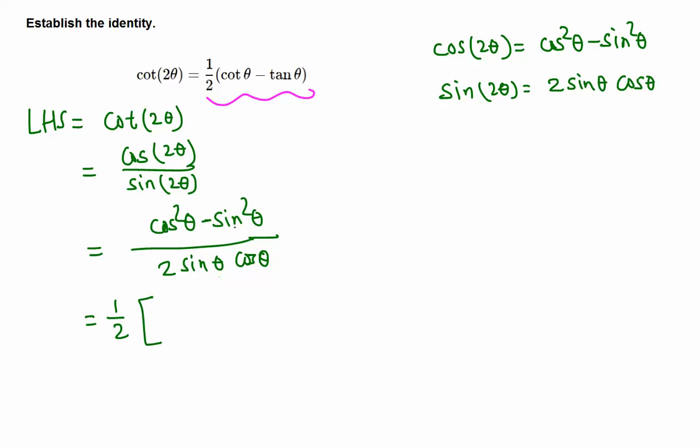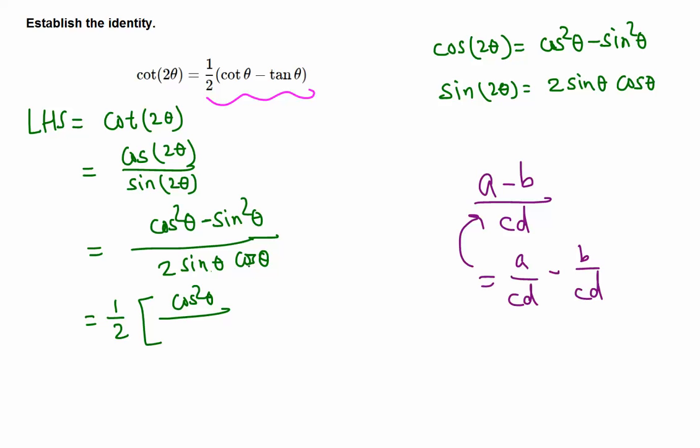Now I want to separate this into two fractions because we have two terms on the top. It's like a minus b over, let's say, cd. That is a over cd minus b over cd. If you combine these two, they have the same denominator, and you get this back. So let's split into two fractions so that we get two terms. So cosine squared theta over sine cosine, the 2 is out, minus sine squared theta over sine cosine.